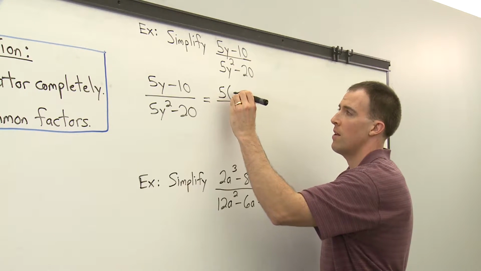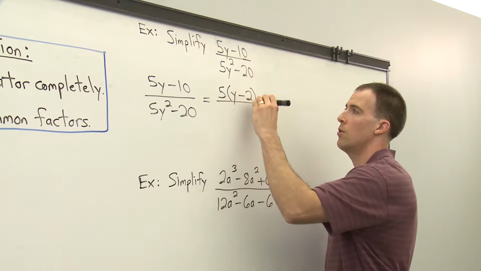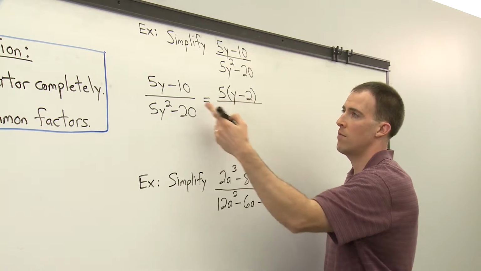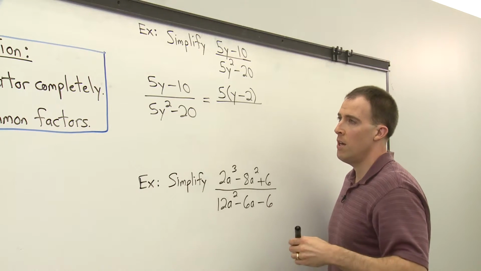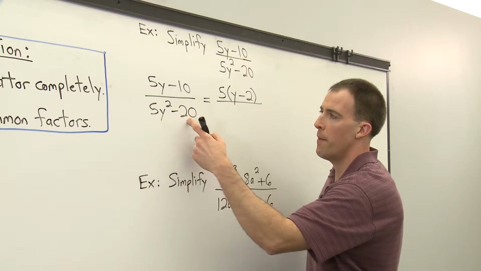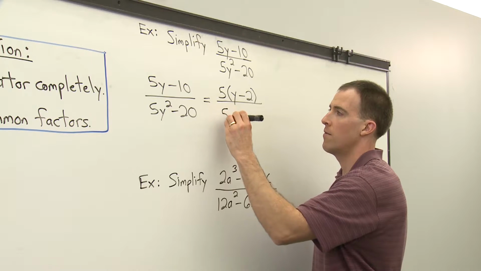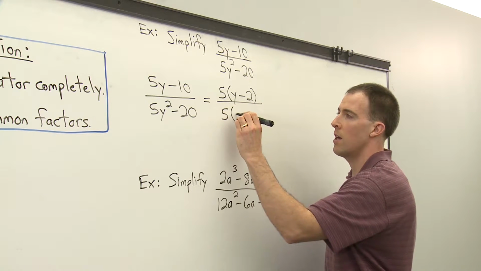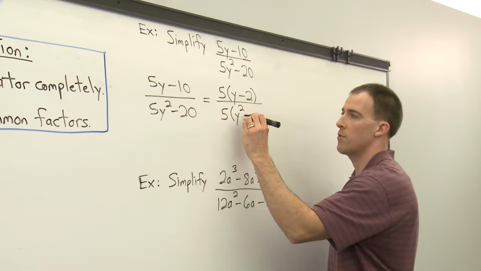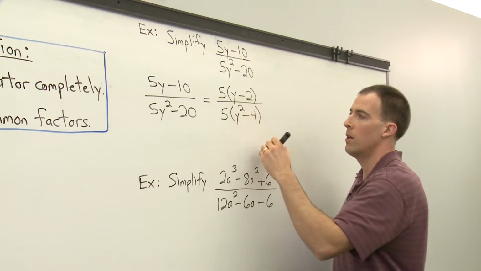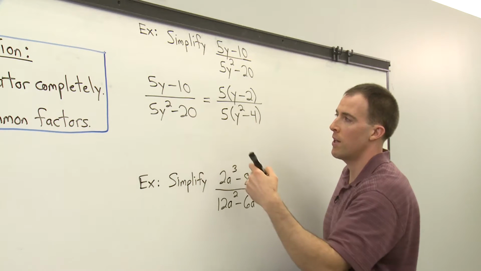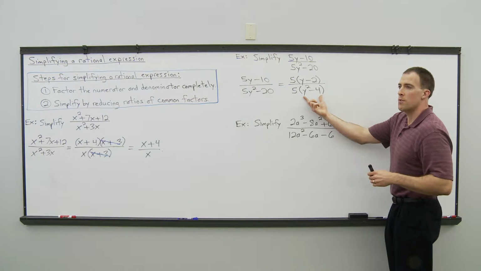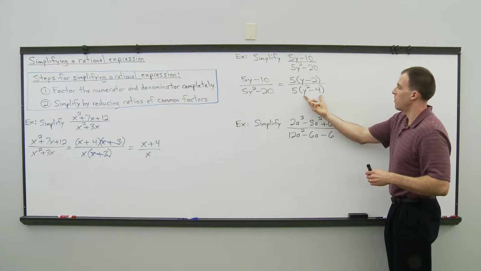In parentheses, that'll leave us with y minus 2, because 5 times y is 5y, and then 5 times negative 2 is negative 10. In the denominator, we also have a binomial with a common factor of 5. So we can factor out a 5 from both terms in the denominator, and in parentheses, that leaves us with y squared minus 4, because 5 times 4 is 20. The denominator is not completely factored because we have a difference of squares. Y squared minus 4 can be factored further.